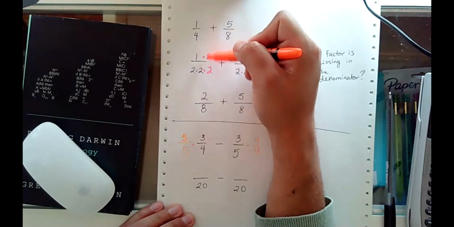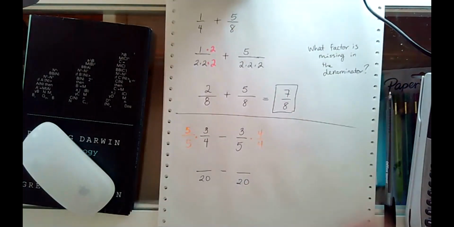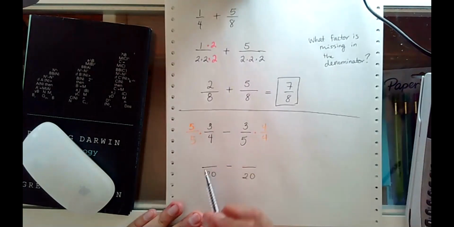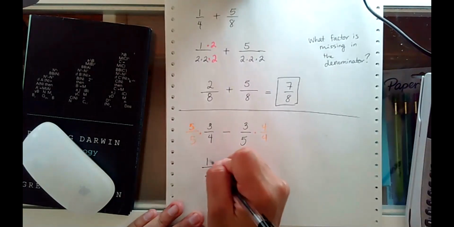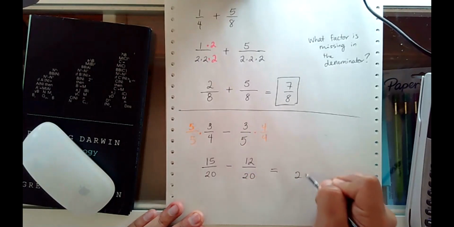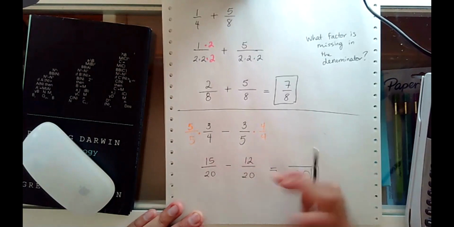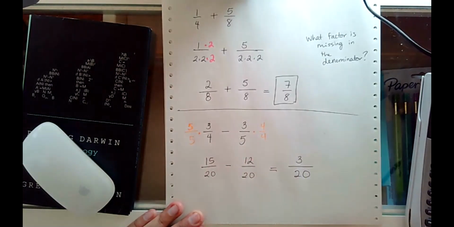Okay, it just doesn't look like something we're familiar with. But once we have this, I know that 5 times 3 is 15. I know that 3 times 4 is 12. Keep that common denominator. We worked so hard to get it. And then 15 minus 12 is 3.